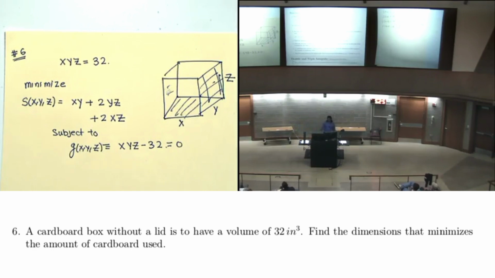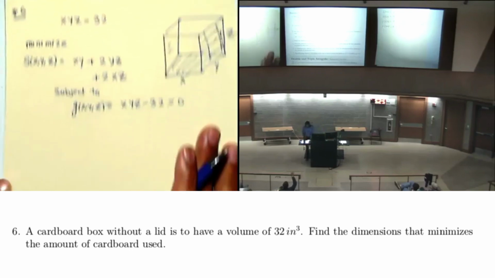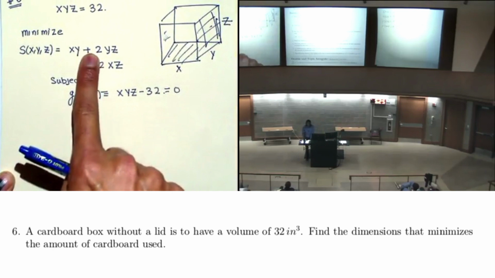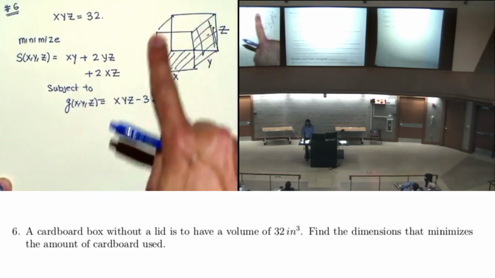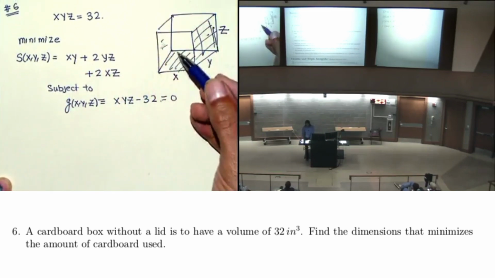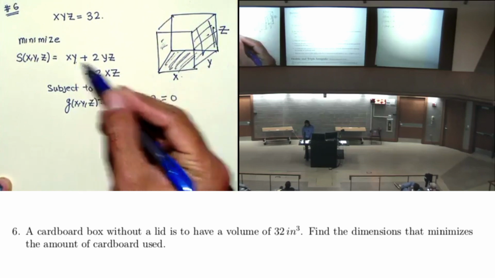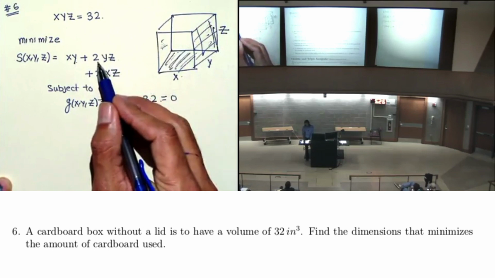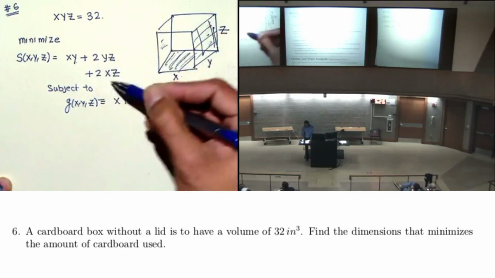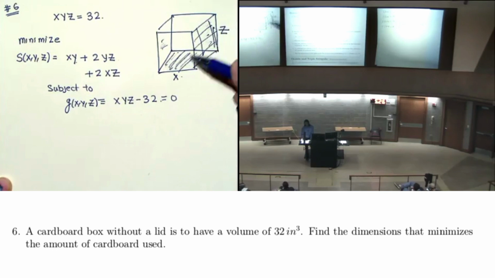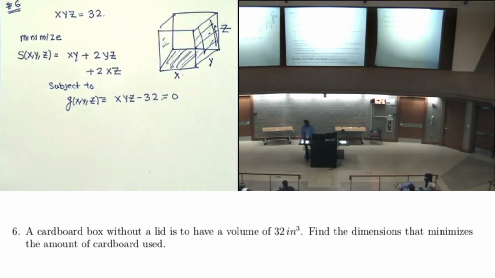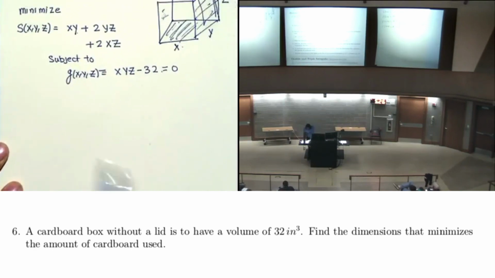Any question before we move to the calculation part? How did you get this equation? This is the surface area of the box. The surface area of this is XY, and the surface area of this is YZ, but there are two of them, so I put 2 here. And the surface area of the front is XZ, but there are two of them, front and back. So that is how I get the second equation. Okay, so let's see the Lagrange multiplier.